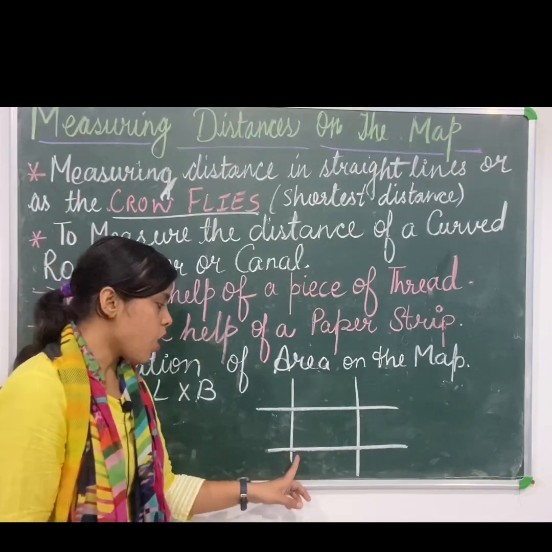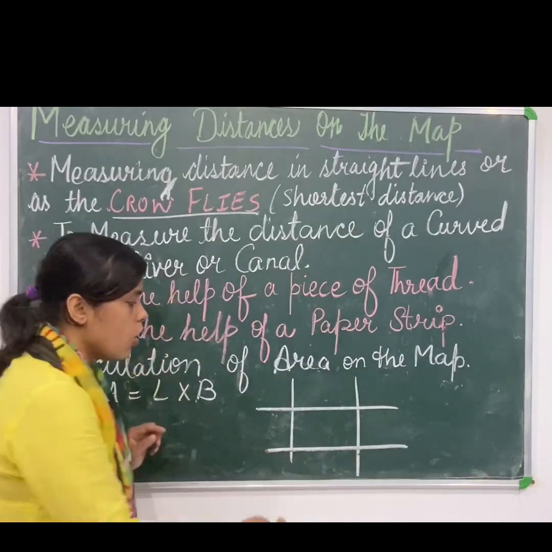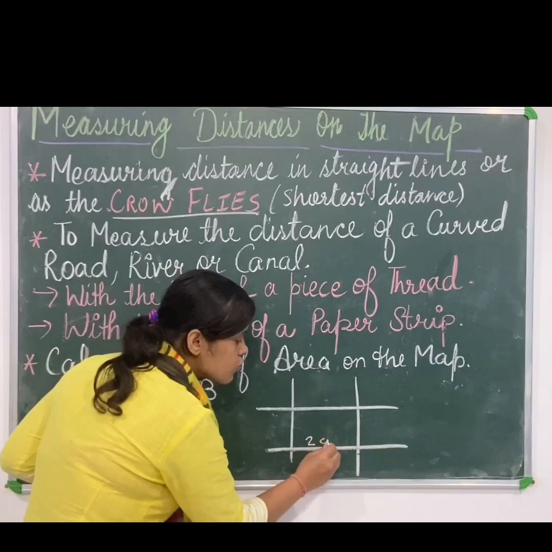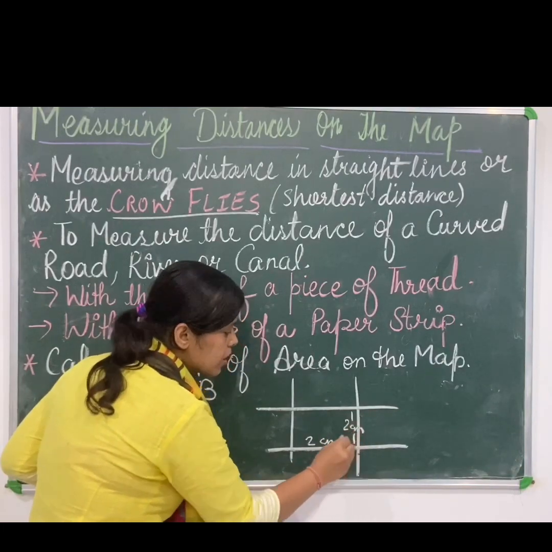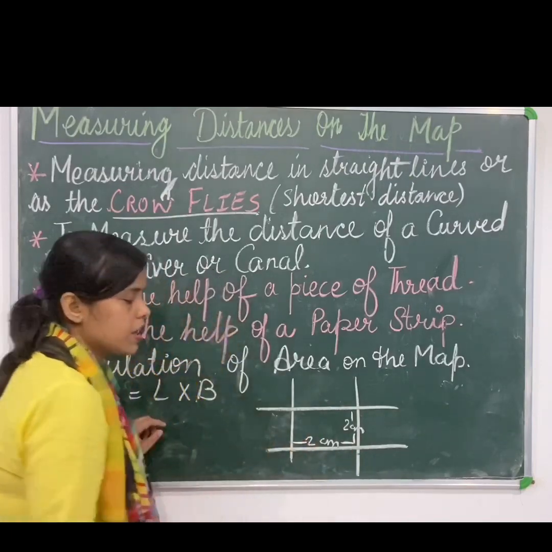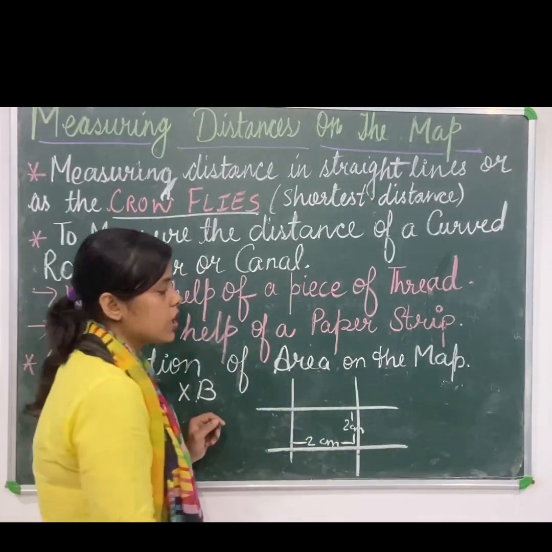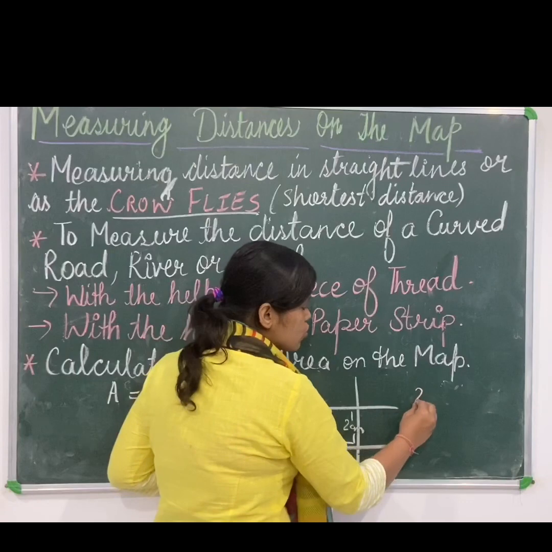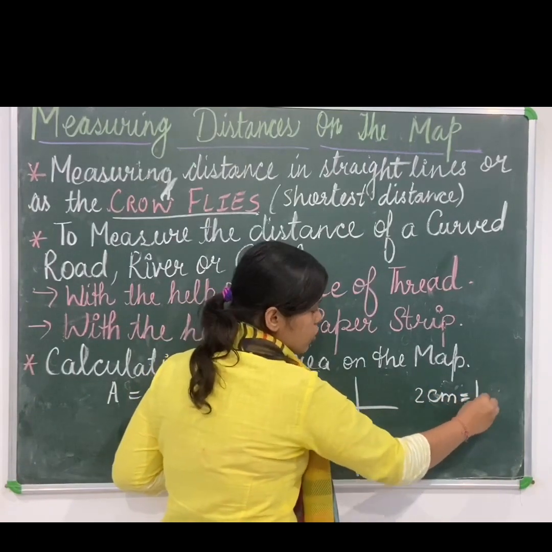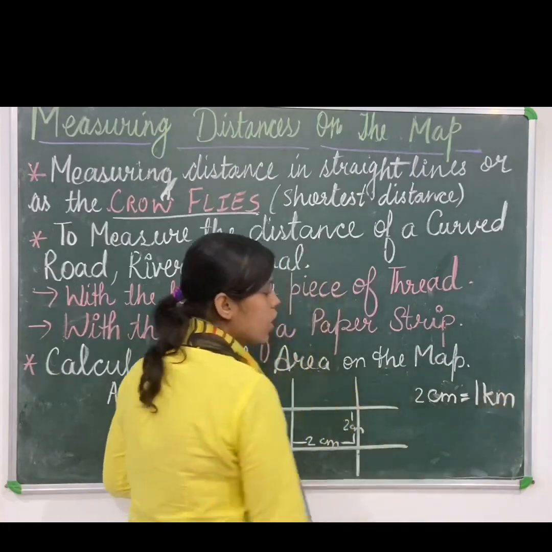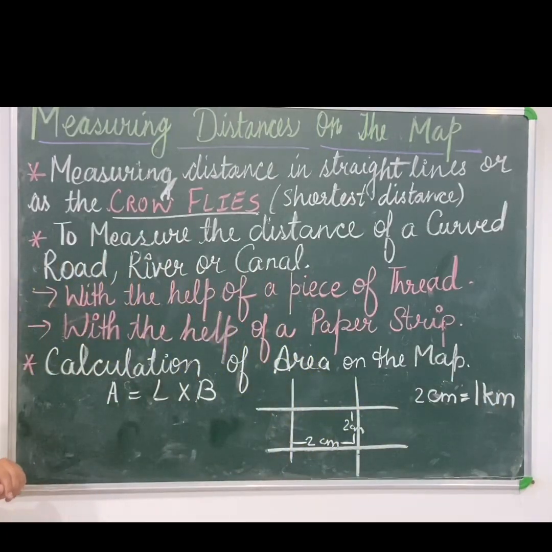And the distance of each side of this grid is 2 centimeter, from here to here, from here to here. And according to the linear scale, 2 centimeter is equal to 1 kilometer.